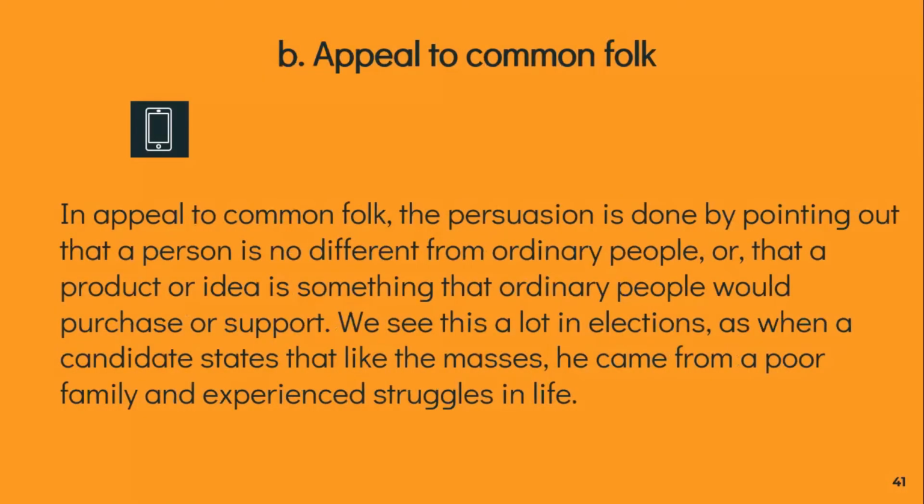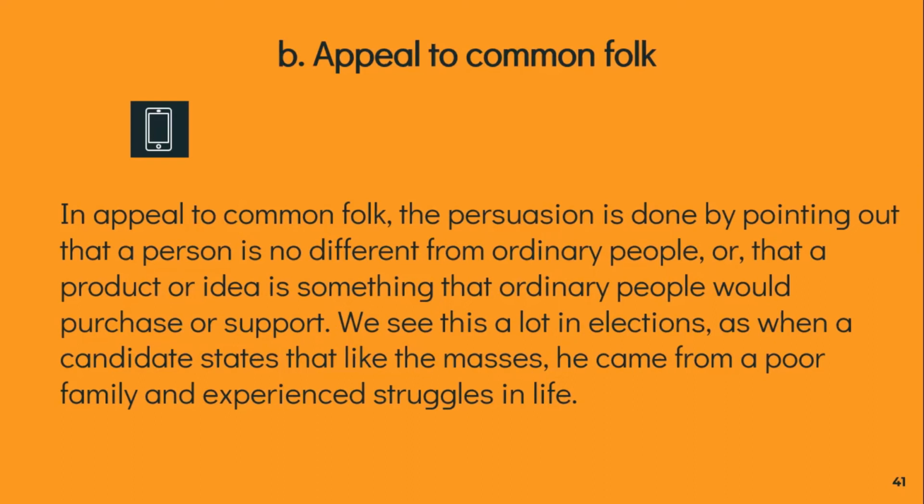Next is appeal to common folk. In appeal to common folk, the persuasion is done by pointing out that a person is no different from ordinary people, or that a product or idea is something that ordinary people would purchase or support. We see this a lot in elections, as when a candidate states that, like the masses, he came from a poor family and experienced struggles in life. So, using this appeal implies that your main priority is to convince the common masses by pointing out their concerns. In this way, you can gain their sympathy. This is very common during election campaigns when candidates present their platforms that primarily address the concerns and problems of the common people, since a large amount of votes will be coming from them.